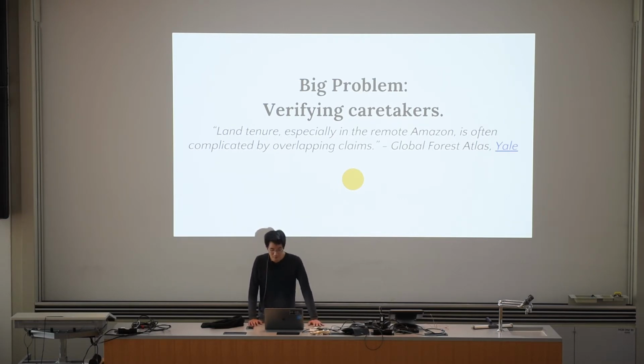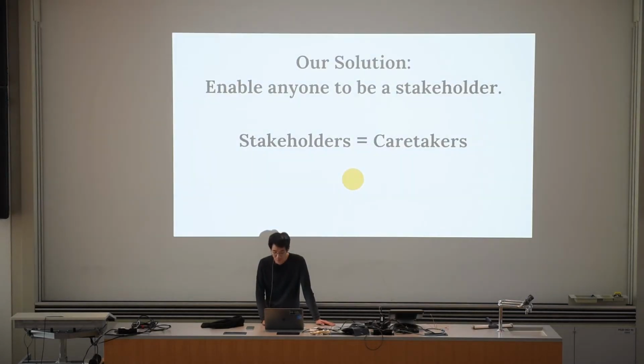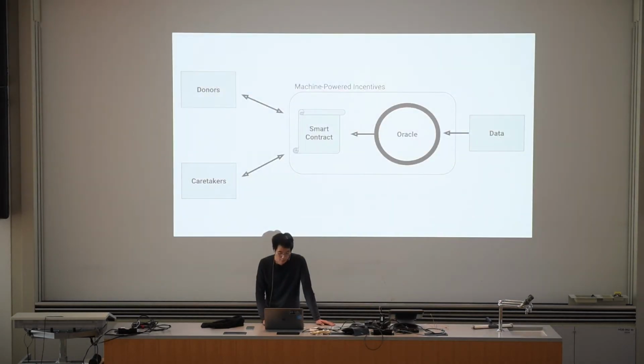Especially in the remote Amazon rainforest, there are claims of land ownership where we are not sure if he owns that land or this one owns that land. So that is the big problem, and we actually have a very simple solution for that. We say it doesn't matter who protects the forest, as long as someone protects the forest. So we allow everyone to be a stakeholder, putting money on a specific part of the Amazon rainforest and become a caretaker for that. So how does that work?